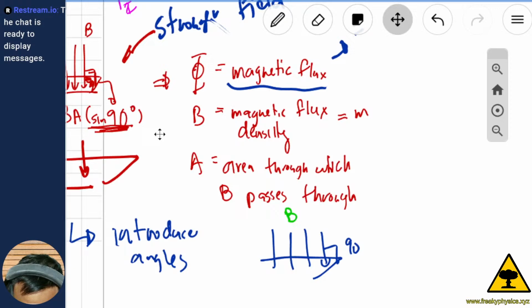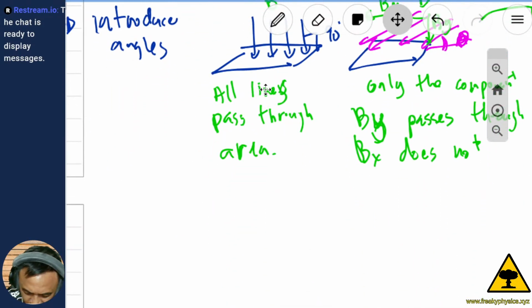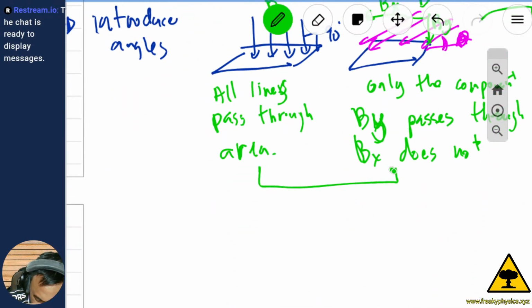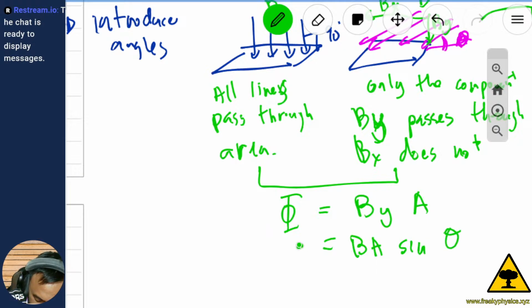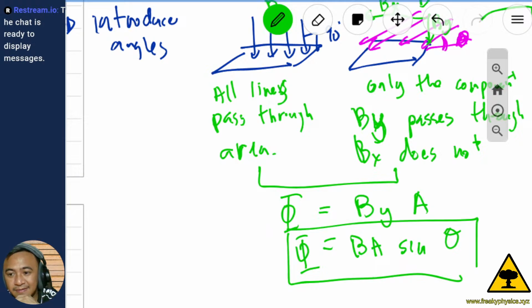So what does this mean? I'll just summarize this first. The flux linkage is going to be By times the area, and that's going to be BA sine theta. Any questions?